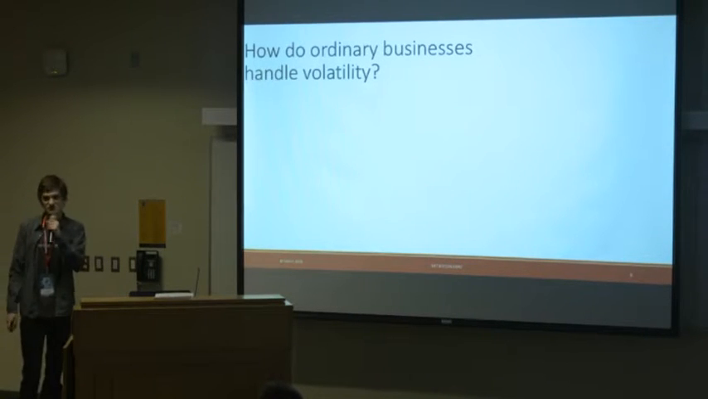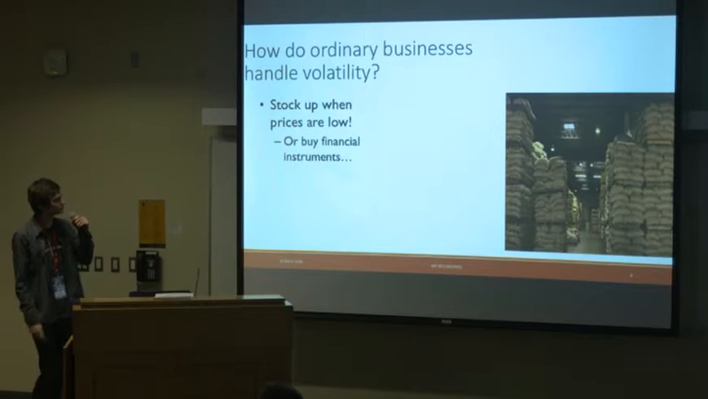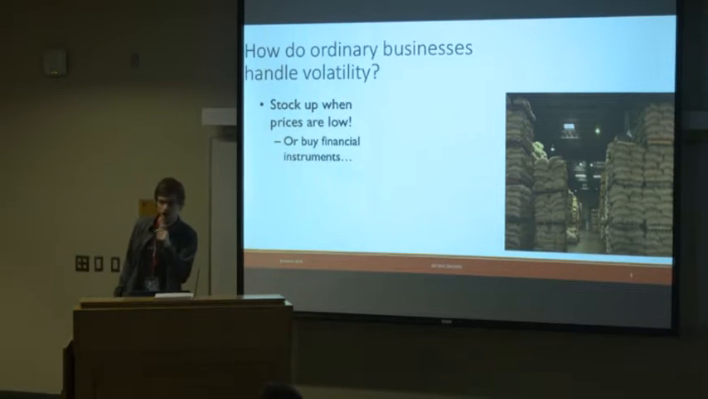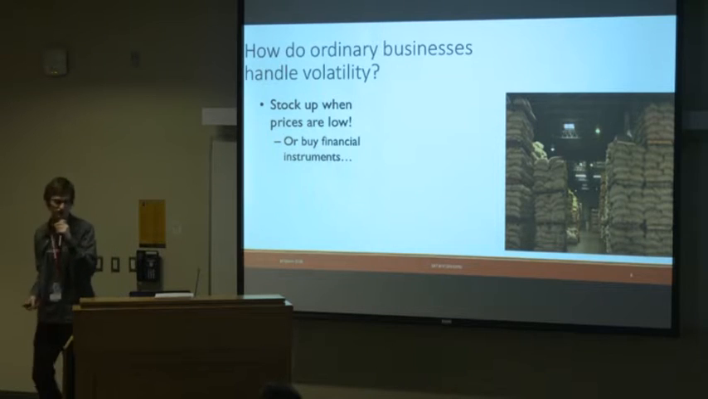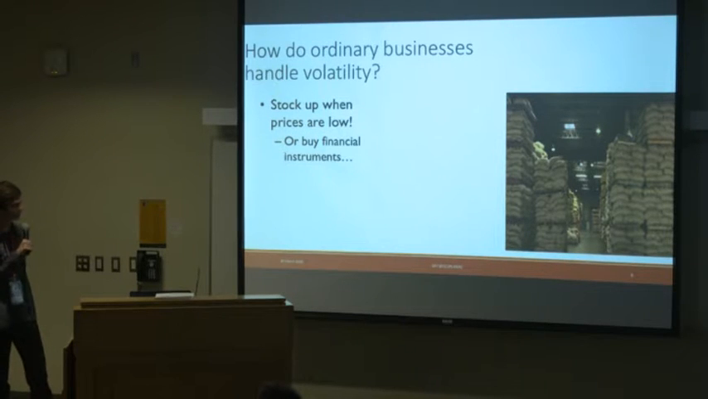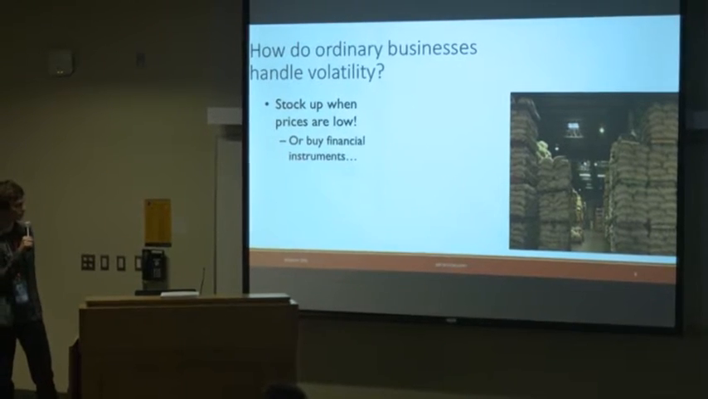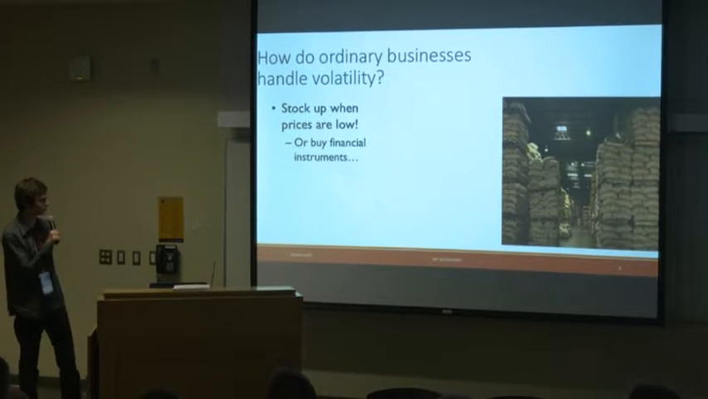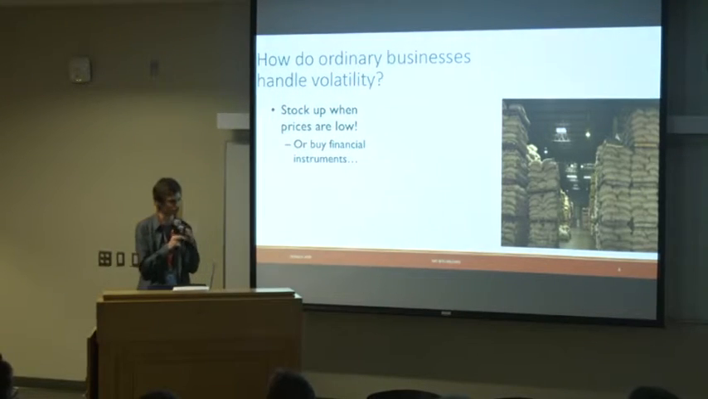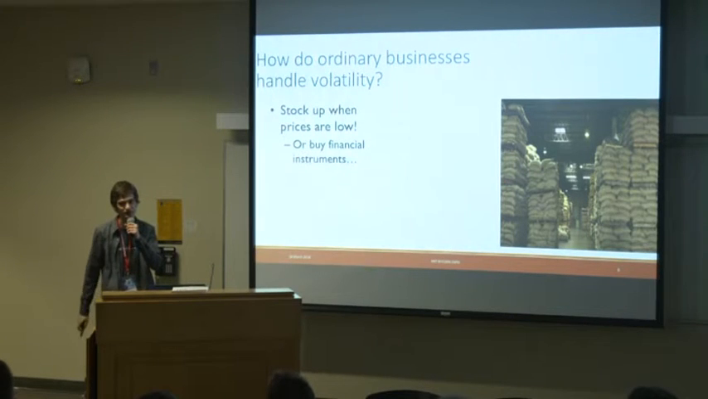So how do ordinary businesses handle volatility in the real world? Well, generally, you either stock up when prices are low and acceptable to you, or if you don't have a physical warehouse where you can store the oil and the other resources that your business needs to survive, you buy financial instruments that are derivatives of these underlyings. And there's a rich industry and a rich market that's come around these derivatives and other instruments, including the Chicago Mercantile Exchange, which is the American center for this kind of activity.